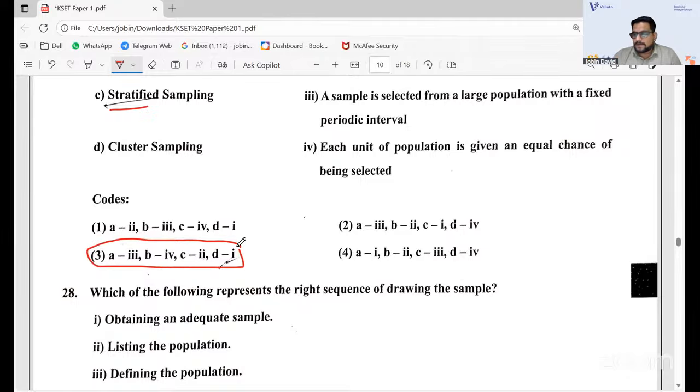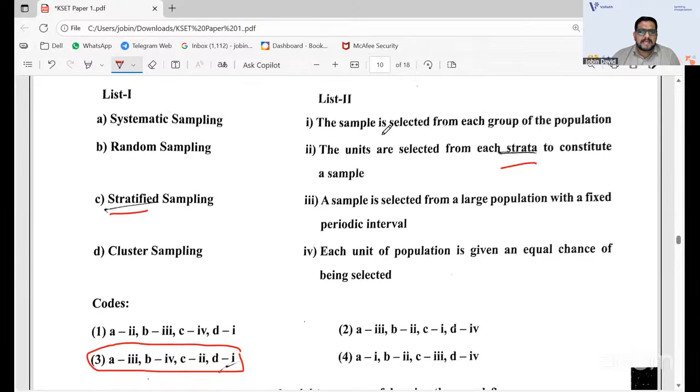Okay, 27, the option will be 3 because C2 and cluster sampling you can relate with the sample selected from each group of the population. And random sampling, each unit of population is given an equal chance. That's correct. Okay.